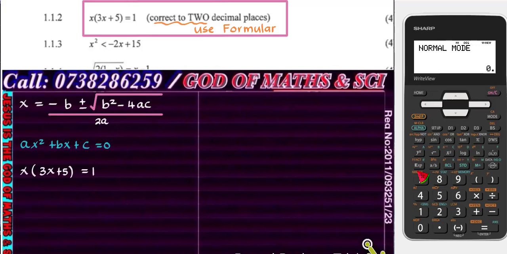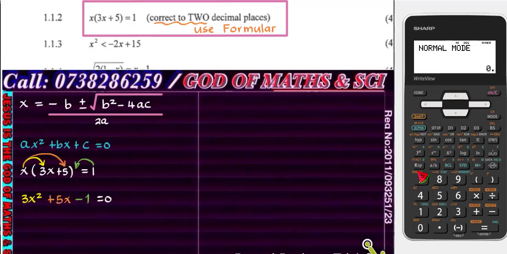So the first thing we do, the x must multiply the 3x. So we will have 3x squared. And then the next thing, the x must multiply the 5, so you have a positive 5x. Now the 1 must come to the other side, so it changes sign. It becomes a negative 1 and everything equals 0.